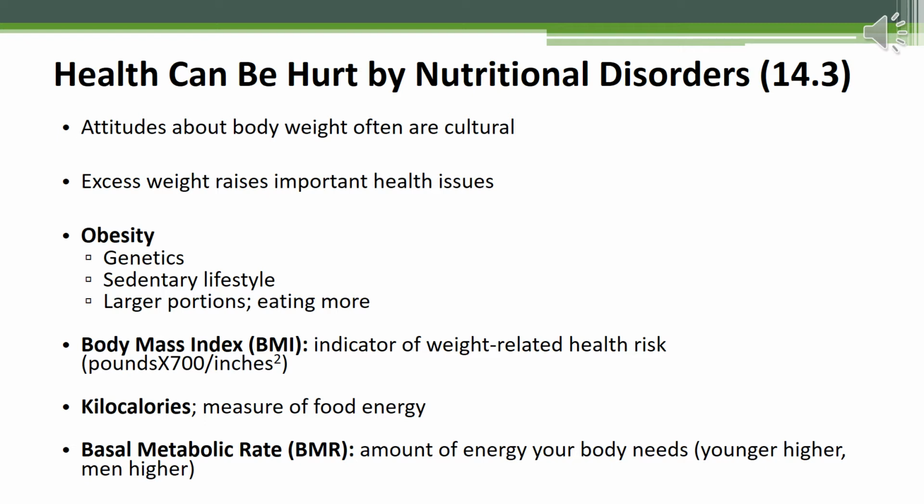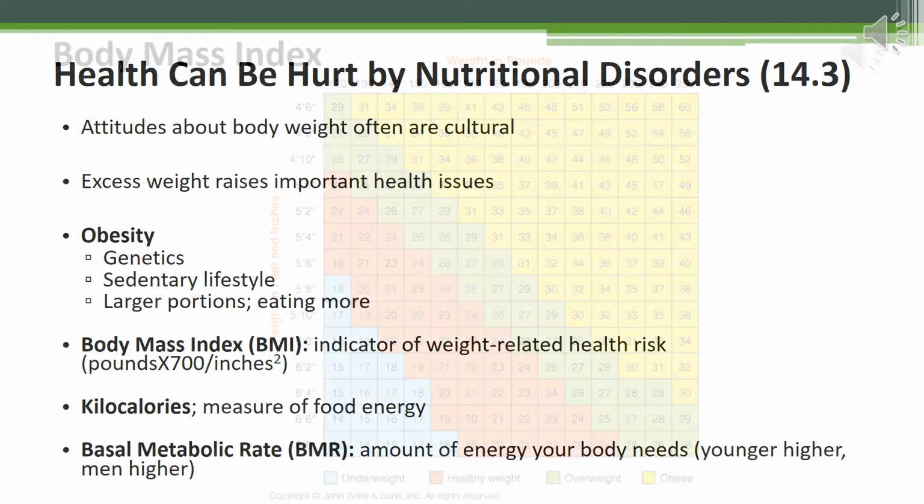Like I said before, we use the kilocalorie to measure the amount of energy or substance provided by a food, and the more calories you eat, the higher your tendency to gain weight unless you exercise to burn these calories. Now, the basal metabolic rate, or BMR, is the amount of energy your body needs. And this is typically higher in younger individuals or children, and it's typically higher in men than women.